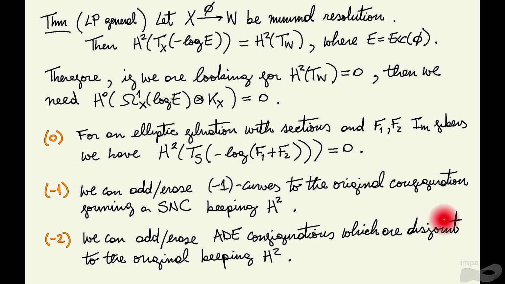So let us see how this obstruction works. So in general, this is my W with singularities. You look at the minimal resolution, and you can compare this way. So this is a theorem that the H2 that I would like to make 0 is exactly the H2 of the dual of the logarithmic differential forms with poles on the exceptional divisor. So I want to compute that. Of course, by Serre duality, this is just this. So I would like to have that the sections of this sheaf is 0.